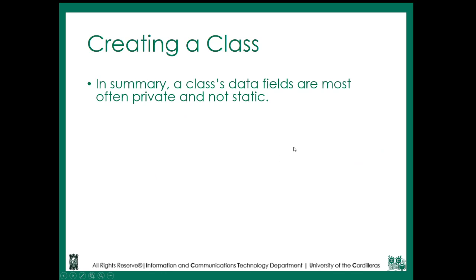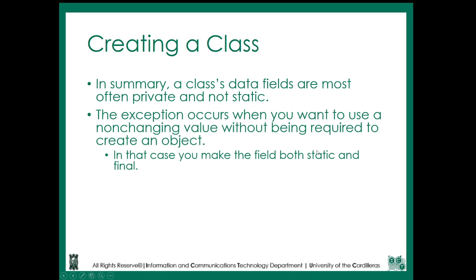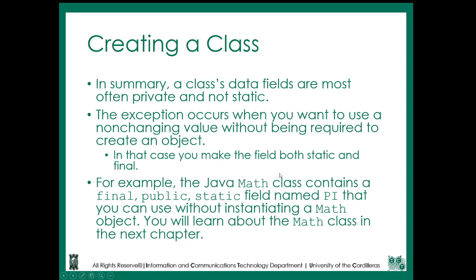So, summary: a class's data fields are most often private and not static. The exception occurs when you want to use a non-changing value without being required to create an object. In that case, you can make the field both static and final. For example, the Java Math class contains a final, public, and static field named pi. When we add final, that means that's the final value of that particular class.